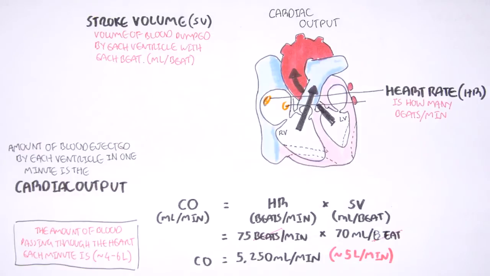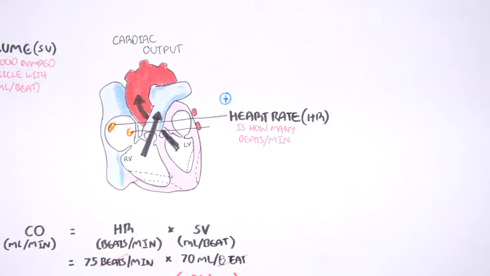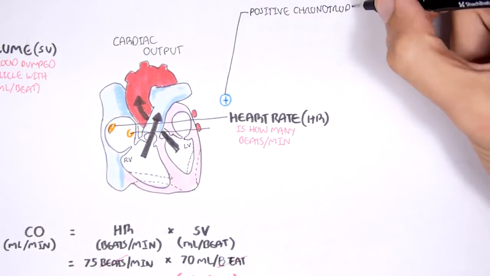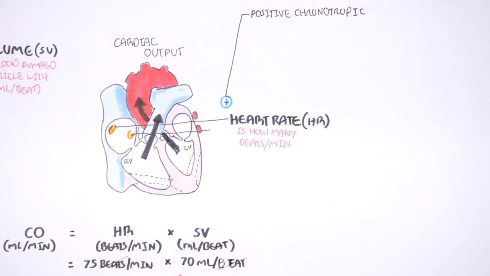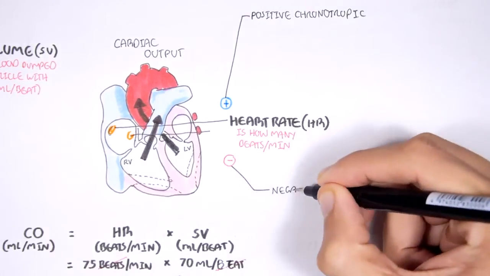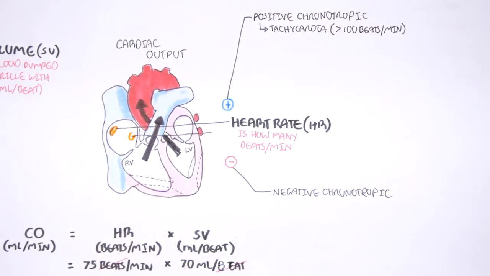Now back to the heart rate. As we have learned, heart rate is how many beats per minute. Well, there are factors that can influence the heart rate. There are factors that can positively influence the heart rate, meaning increasing the heart rate. These are called positive chronotropic factors, and these can result in tachycardia, which is a fast heart rate, over 100 beats per minute. Then on the other side, you have the negative influences. These are the negative chronotropic factors, and they can result in bradycardia, which is a heart rate below 60 beats per minute.